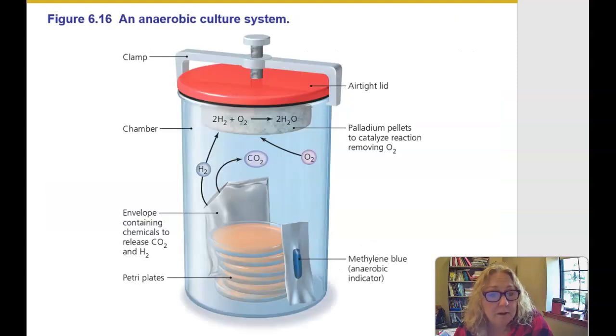Now, we do not have one of these anaerobic culture systems, so we're not going to do it like this. We can't really create an anaerobic media like this. So we're not going to give you any anaerobic bacteria because we wouldn't have a way to keep them cultured.